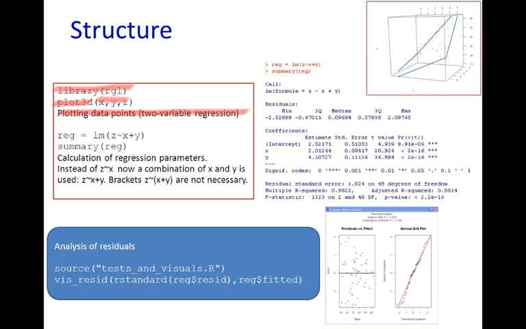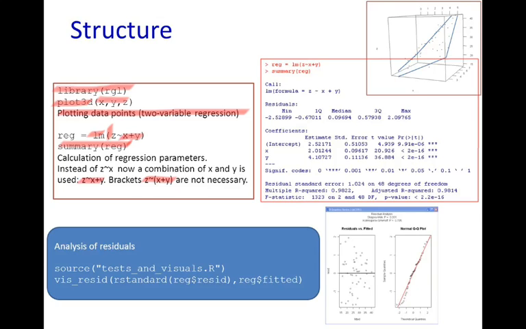Then we can, as we already know from the one-dimensional case, say lm explains z through a combination of x and y. You don't need any brackets or anything, so this suffices. This is not necessary, but could be done. With the command summary, that you see on the right side in the box, you see what you get back.